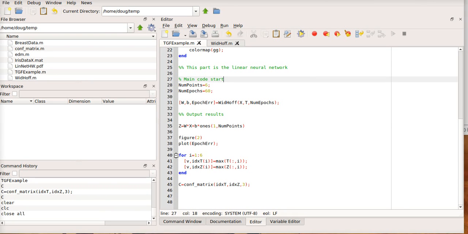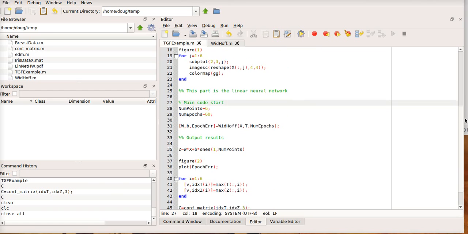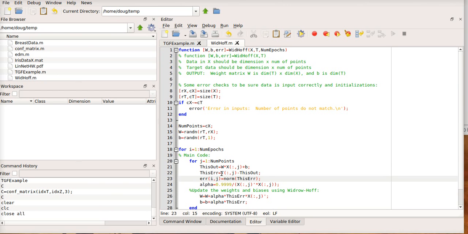Okay, sorry about that pause. So we were taking a look at some code here for the Widrow-Hoff example, the TGF example. And so yeah, I went ahead and changed the code slightly because I wanted to try out using this value of alpha that was in the book.